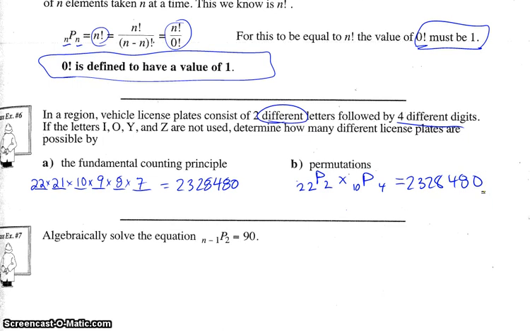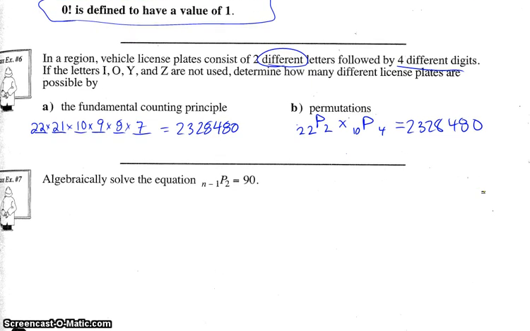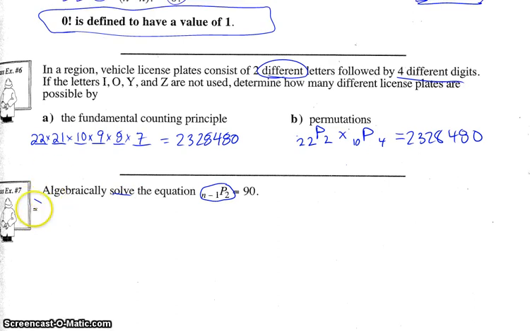Okay, example 7. Algebraically solve the equation n minus 1 pick 2 equals 90. So when you see this n pick r in the formula or in an equation and we need to solve, think of your equation on your formula sheet. So n pick r equals n factorial over n minus r factorial. What we're going to do is replace n minus 1 pick 2 with this formula. So in this case, n, that first number, is not n, it's n minus 1. So everywhere we see n, we're going to have n minus 1.